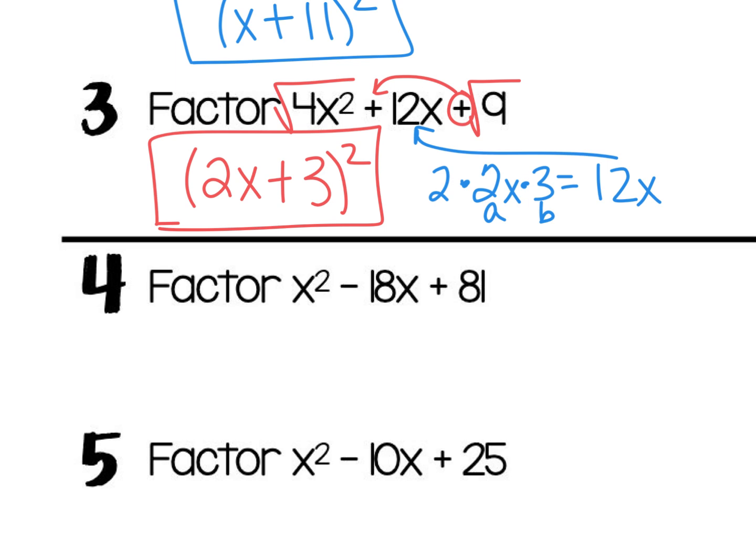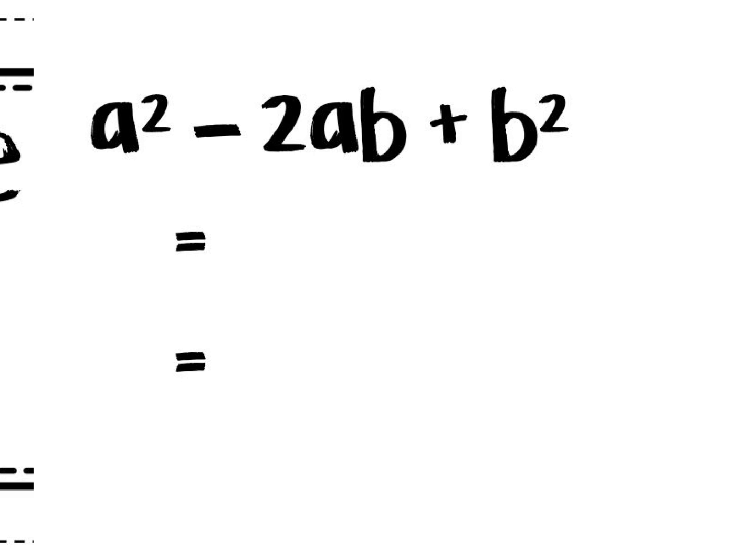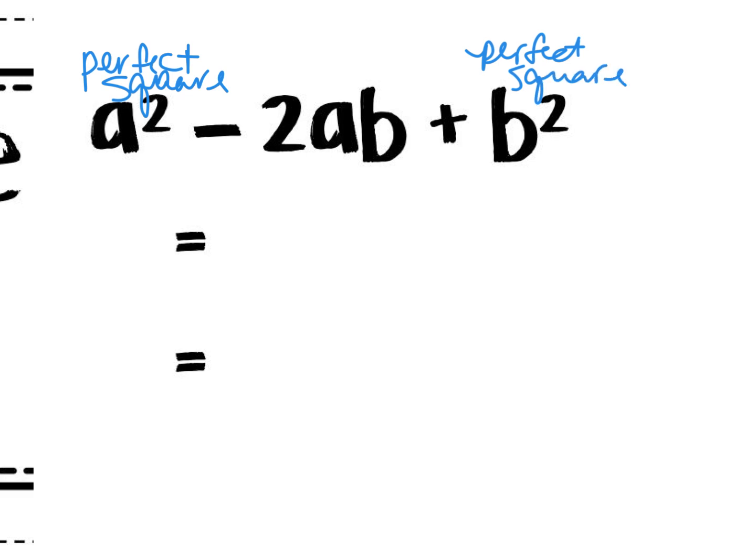So you can double check the middle. Most of the time it's going to be that way. This next one looks exactly the same, except now b is negative. So this first term still has to be a perfect square, and your last term still has to be a perfect square. The only difference is now c is positive, so our signs are going to be the same, but instead of a positive, it's going to be a negative.